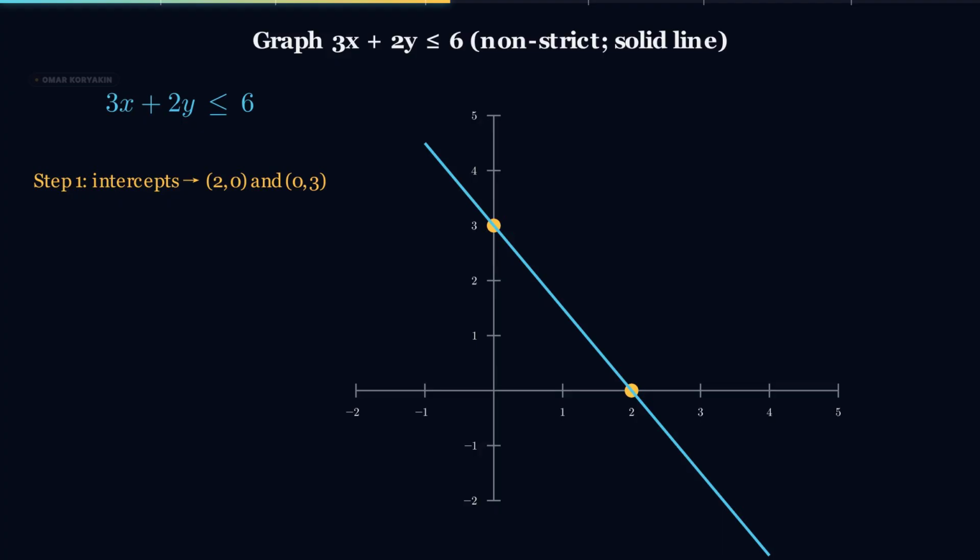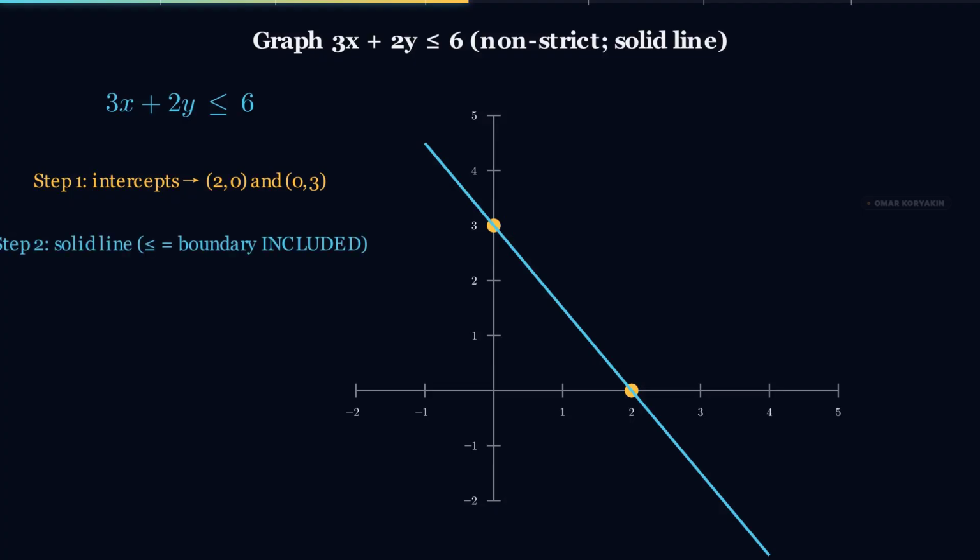Set y equal to 0: 3x equals 6, so x equals 2. The x-intercept is (2, 0). Set x equal to 0: 2y equals 6, so y equals 3. The y-intercept is (0, 3). Plot both intercepts and draw a solid line through them because the original inequality is non-strict.